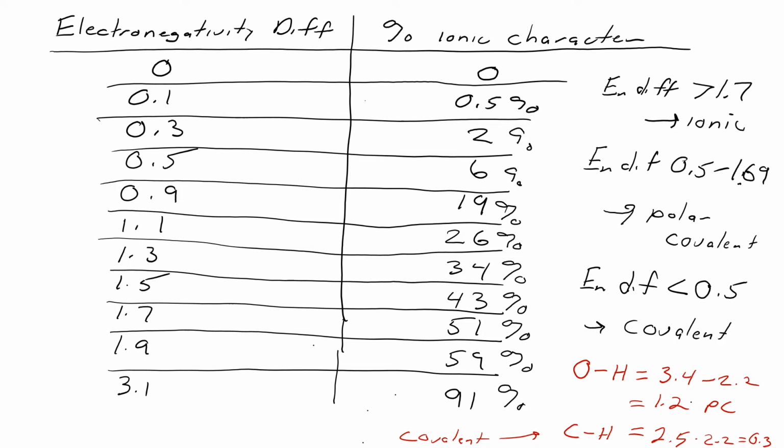Another way to think about this is that when you have a covalent bond, the dipoles are probably not strong enough to matter in most cases. There might be real tiny dipoles there. Anytime you have an electronegativity difference, you're going to have tiny dipoles. But when you're in this covalent category, they're so weak that they're not going to affect the properties of the molecule much at all. When you're in the polar covalent range, then the electronegativity difference leads to quite a few differences in properties. And that's what we're going to get to next.